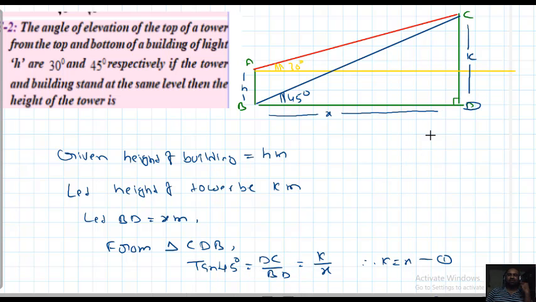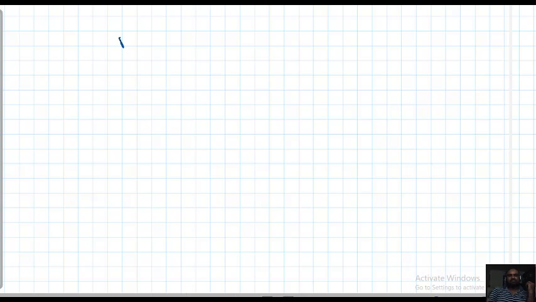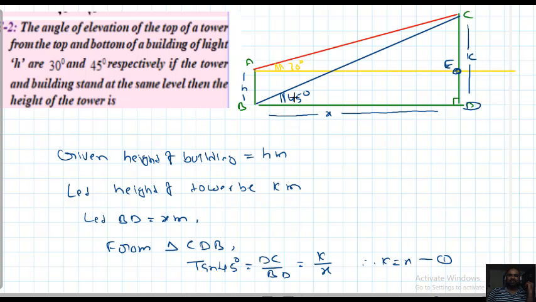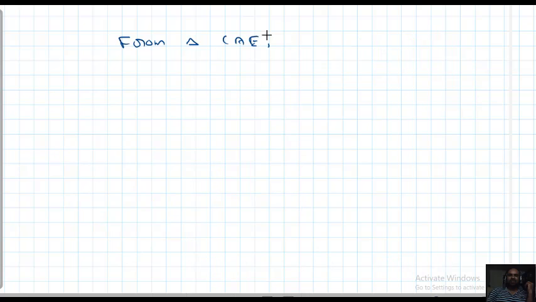Now I want to take this point E, from triangle CAE. I will write next, from triangle CAE, tan 30 equals CE by AE.